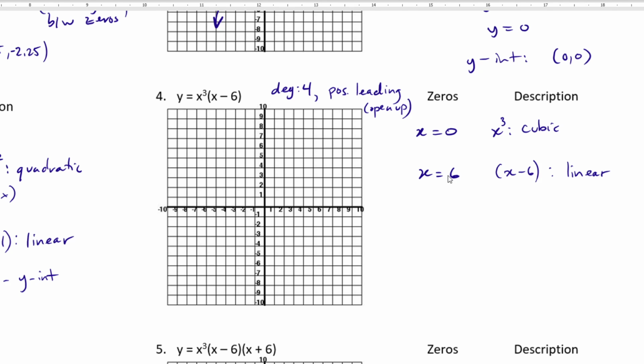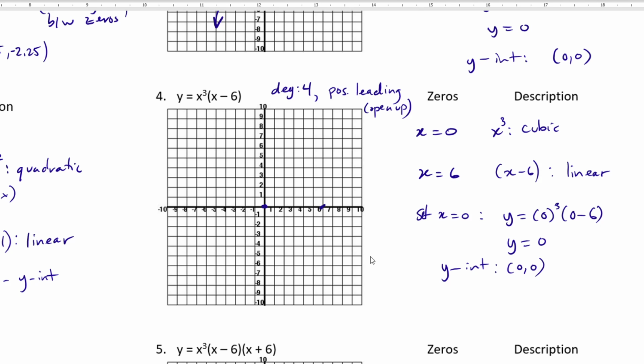Now I'm going to set x equal to 0 to find my y-intercept. y is equal to 0 cubed times 0 minus 6, and y is equal to 0. So my y-intercept is at (0, 0). Okay, so I've got an even degree function of 4. It has a 0 at x is equal to 0 and a 0 at x is equal to 6.